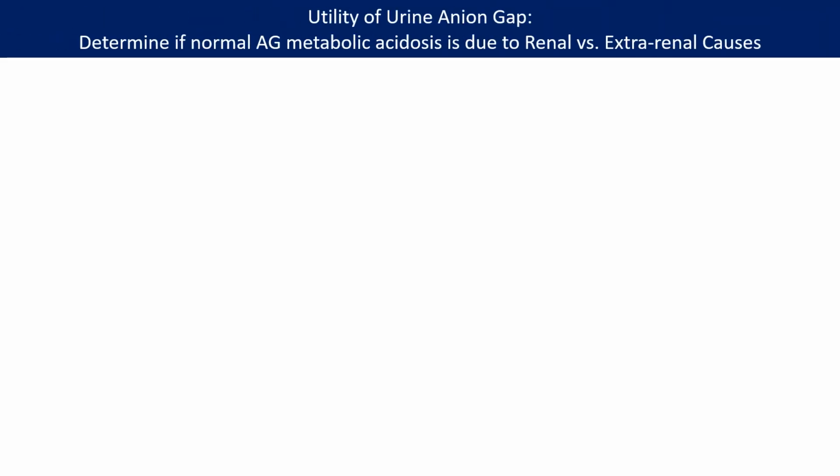How can we use urine anion gap to help us determine if a normal anion gap metabolic acidosis is due to the kidney's failure to maintain acid-base balance, or if it is due to gastrointestinal bicarbonate loss or other causes?